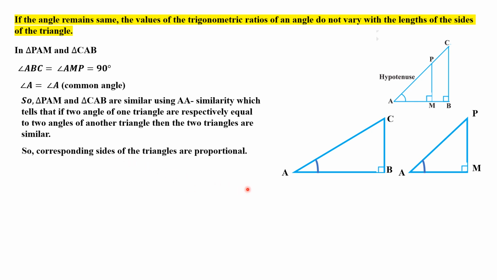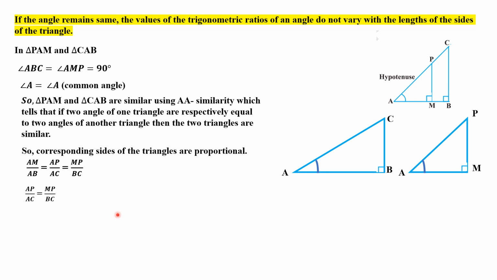Now, what is the corresponding side? Let's see. So, if you take AM in the first triangle, the corresponding side is AB. Both are base with respect to this angle A. Now, AP and AC are the corresponding hypotenuse. That's why it is AP by AC. And then MP and BC are the perpendicular with respect to this angle A. Isn't it? So these corresponding sides will be proportional. Now I am going to show that the values of trigonometric ratios will be same for both. I am taking these corresponding side ratios one by one in pairs.